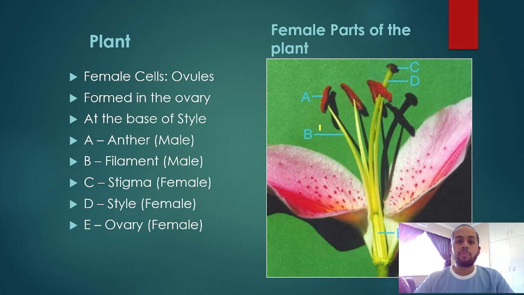If we look at the female part of the flower, the female cells are referred to as the ovules. It's formed in the ovary at the base of the style. So therefore, the female reproductive structure is going to comprise the stigma, the style, and the ovary. So it's going to be referred to as the pistil or the carpel.